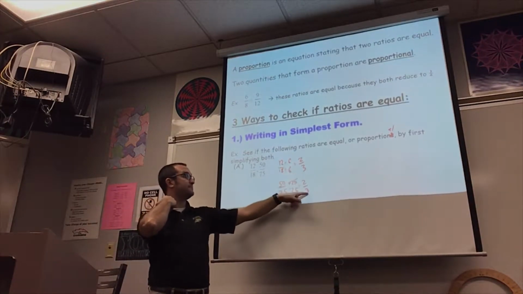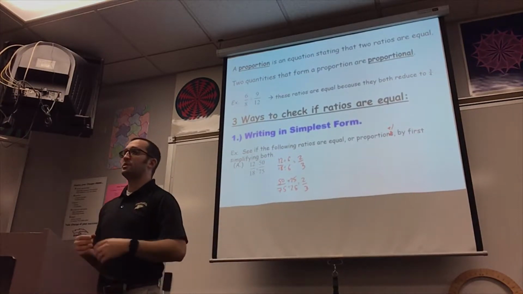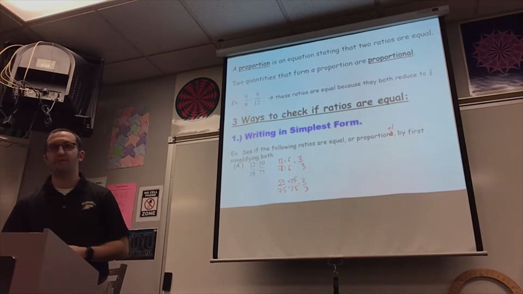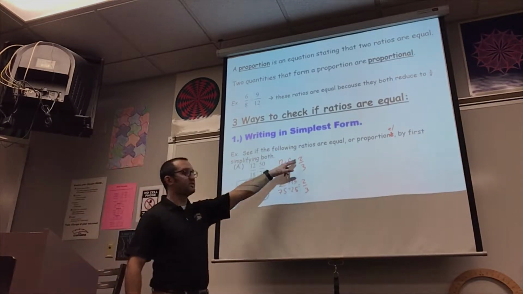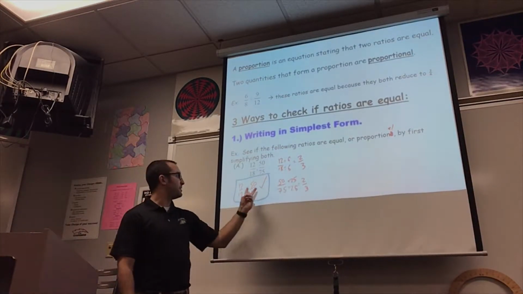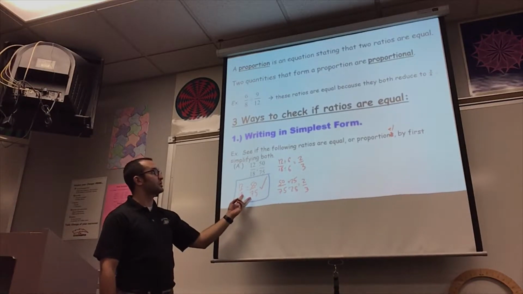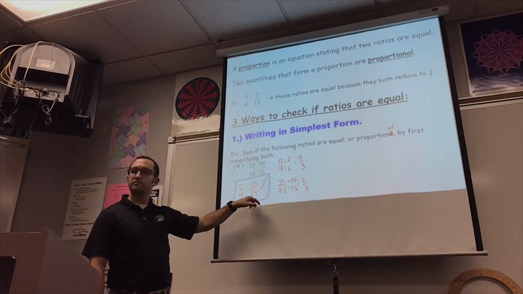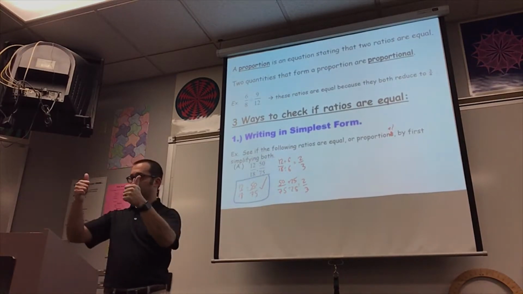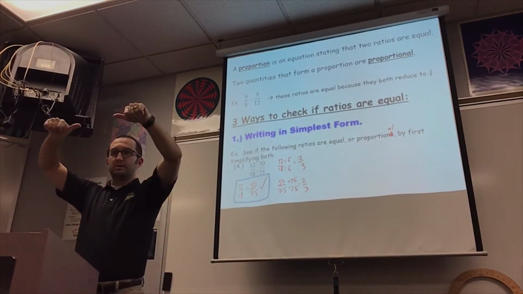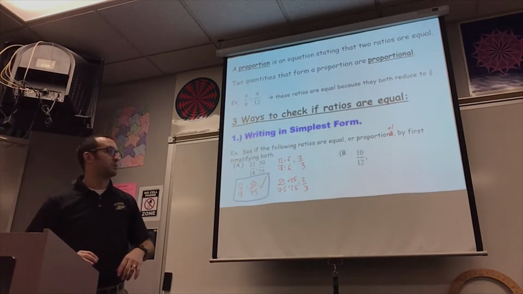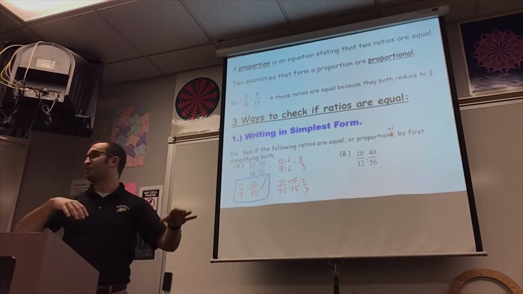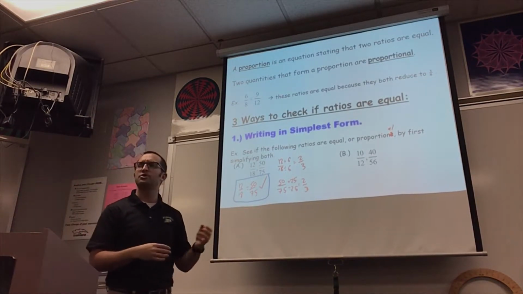So what do we see? That both of those ratios simplify to be the same fraction. Since they both simplify to 2/3, that means that these are in fact proportional. Those ratios are equal. Yes? Okay. So the next one. We're going to do a bunch of examples and then you'll try some. Okay? We're going to do them fairly quickly.